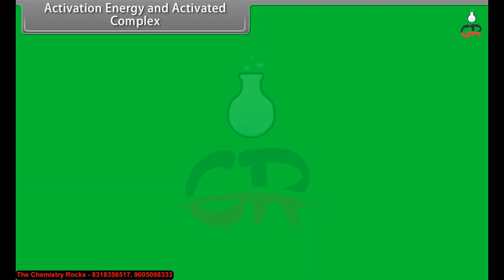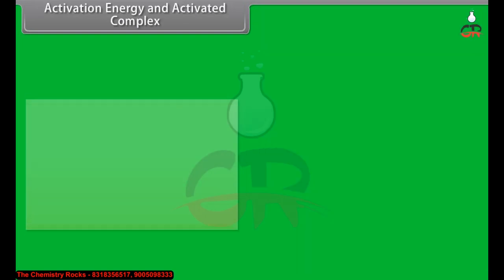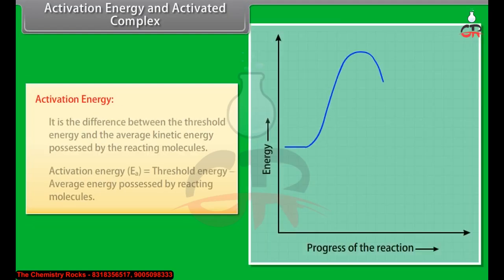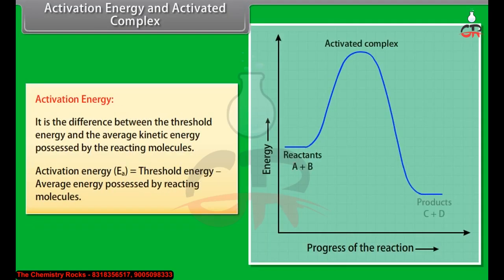Activation energy and activated complex. Activation energy. It is the difference between the threshold energy and the average kinetic energy possessed by the reacting molecules.